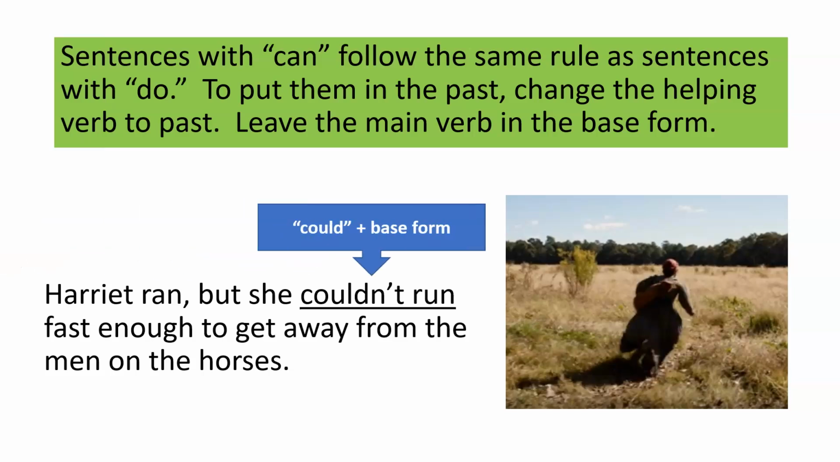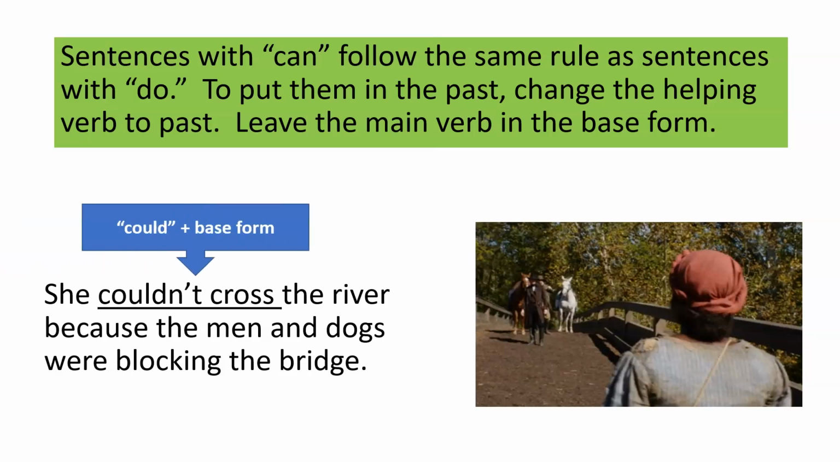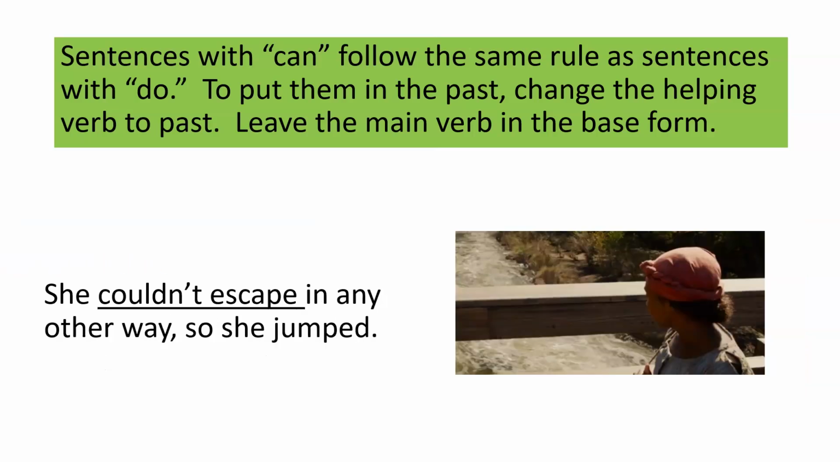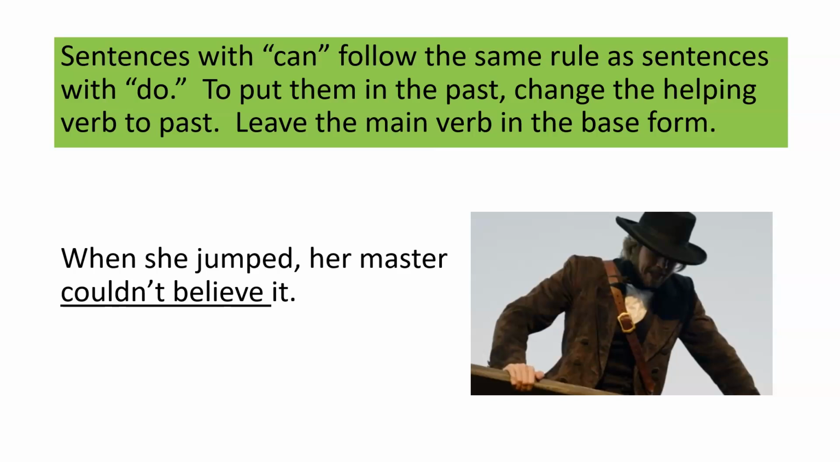So Harriet ran, but she couldn't run fast enough to get away from the men on horses. She couldn't run. So you can see here the past tense of ran is formed differently than the past tense of couldn't run, and that's because run is the base form of this verb. For example, she couldn't cross the river because the men and dogs were blocking the bridge. You can see here we have could, and then we have the base form cross. She couldn't escape in any other way, so she jumped. So here, couldn't escape, we have could plus the base form escape.